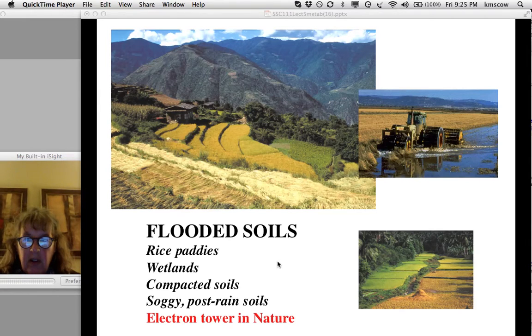So flooded soils are found in rice paddies, where we intentionally flood them, in wetlands, in compacted soils where it's not easy for soils to drain of water after an irrigation event or after rainfall. And immediately after rain or irrigation, there's this window of time when you can have these kinds of phenomena going on. And there's some beautiful scenes shown here of these different rice paddy systems, actually, in different parts of the world. This is not in California.